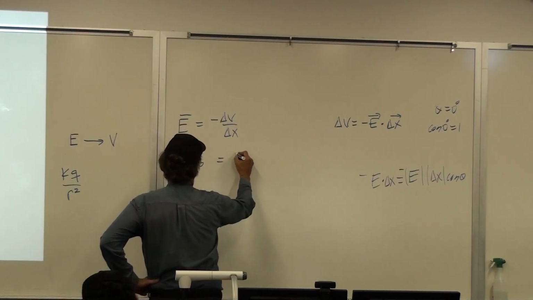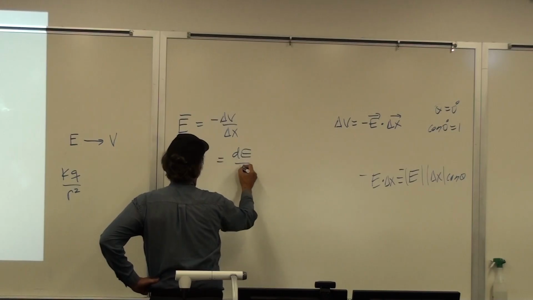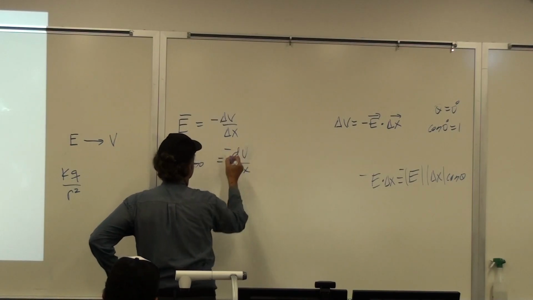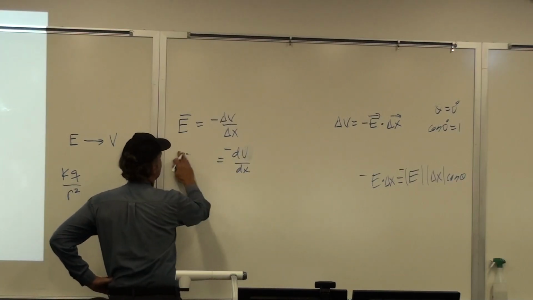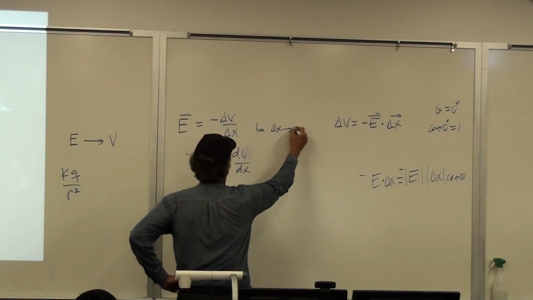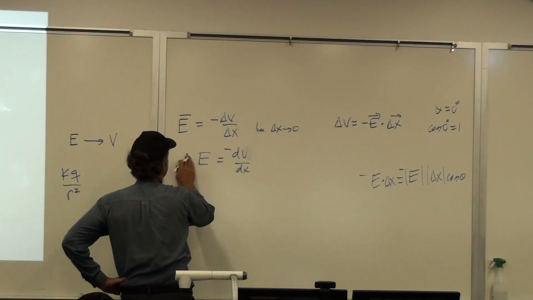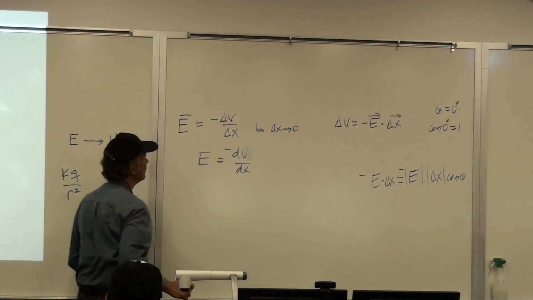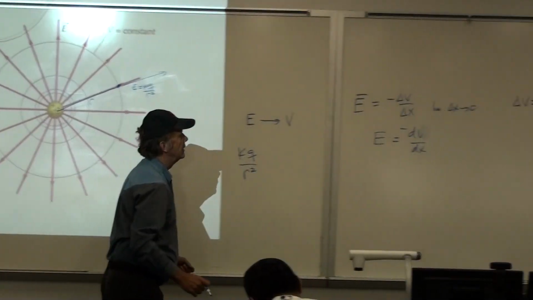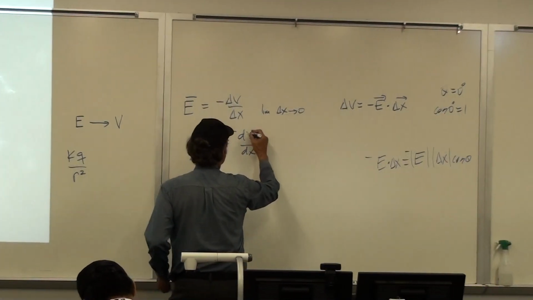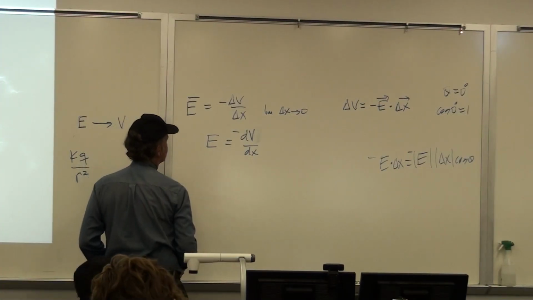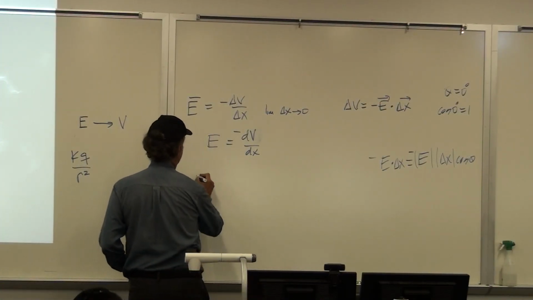And we get that this is equal to dV dx, with a minus sign on it. So in the limit then, as delta x goes to 0, E instantaneous, not average anymore, equals minus the partial of the voltage V with respect to x. Okay, and so this is if E is just a function of x.